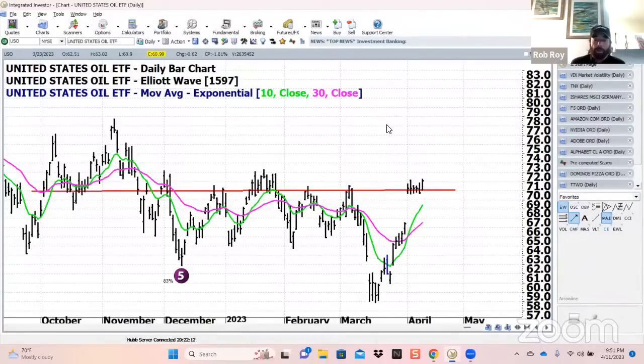If USO is above 70, you're long. If it breaks back below it, I don't know if you go short, but we keep an eye on it. But I think you're on pause from a long standpoint. I just don't know that it means you go short.